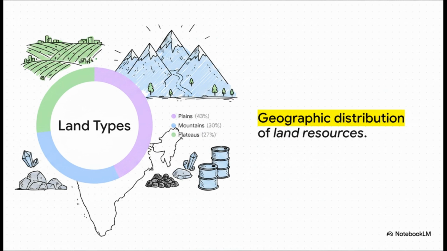Looking specifically at India's geographic profile, you've got 43% plains. That's your agricultural powerhouse, the flat land where food grows and cities expand. Then you have 30% mountains, which are absolutely crucial for tourism, ecological balance, and river flows. And finally, 27% plateaus. These are the rugged storehouses packed with all those rich minerals and fossil fuels we were just talking about. Every single terrain type plays an irreplaceable role in the broader economy.